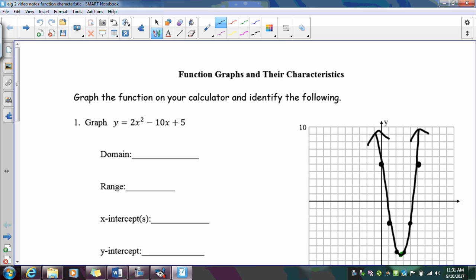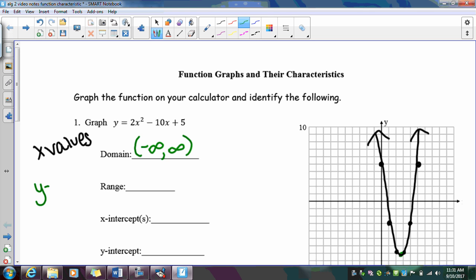So the first one is the domain. That's all of your x values that are possible. And if you look at the graph, no matter what x value I plug in, I will always get a y value. So that means that my domain is negative infinity to infinity. I can have any x value I want, it will give me a y.